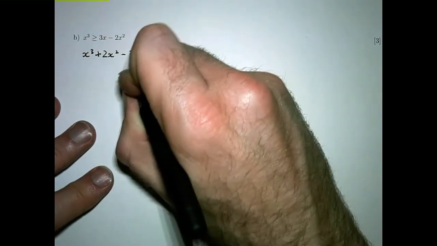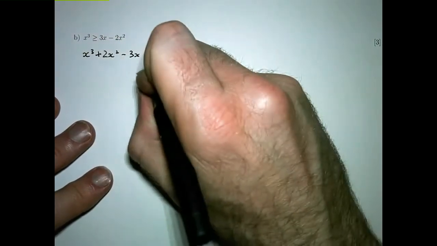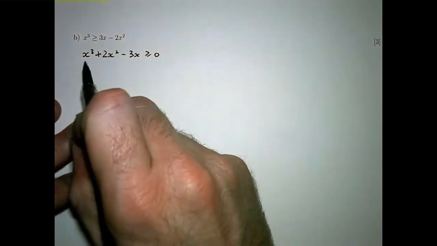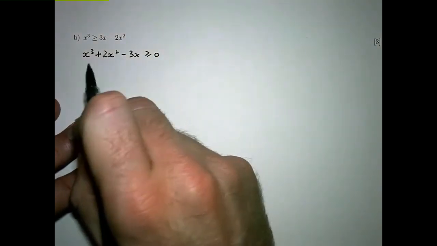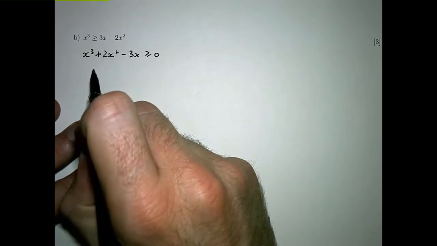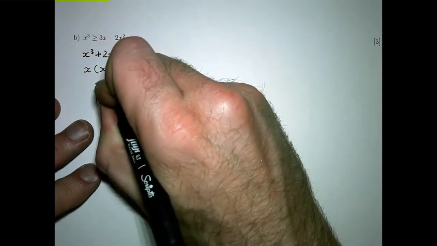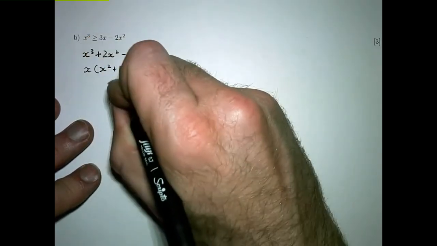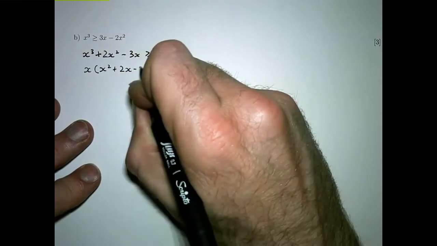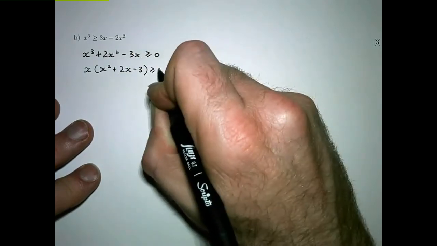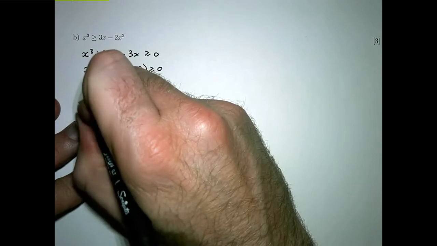Okay. Now we want to again solve this and express our answer in interval notation. x cubed is greater than or equal to 3x minus 2x squared. Let's rewrite this as x cubed plus 2x squared minus 3x. Notice that I'm writing it in descending order of powers of x because that's how we're used to seeing polynomials, and that's greater than or equal to 0.